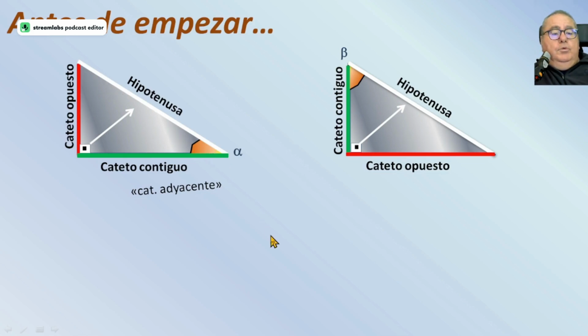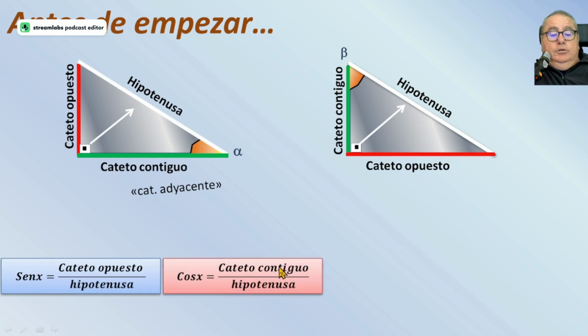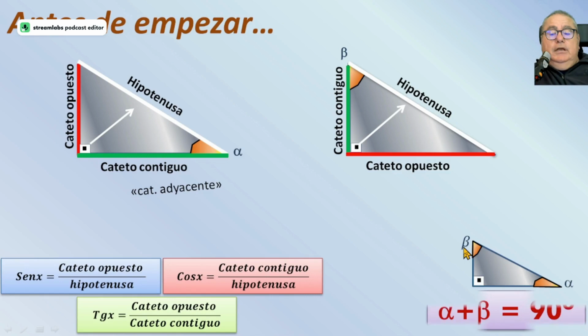Taking that into account, remember that there are three trigonometry formulas. One is sine, which is the relationship between the opposite leg and the hypotenuse. Another is the cosine, which is the relationship between the adjacent leg and the hypotenuse. When I say relationship, it is the division, obviously. And finally the tangent, which is the quotient between the opposite leg and the adjacent leg. On the other hand, alpha and beta, the two acute angles of a right triangle, always add up to 90 degrees, since the other is a right angle, also of 90.